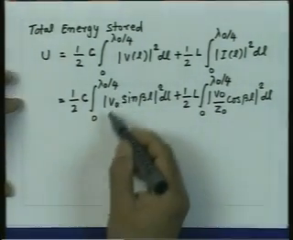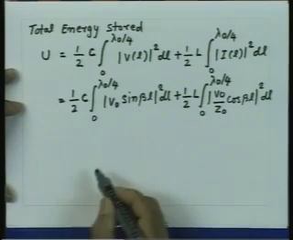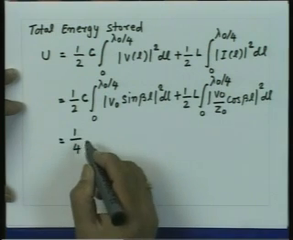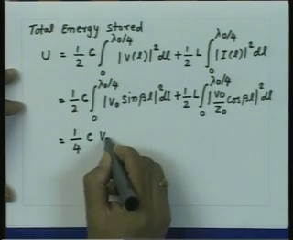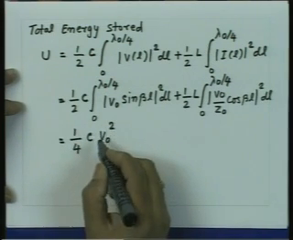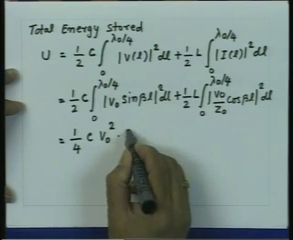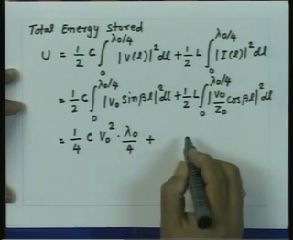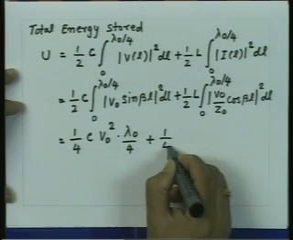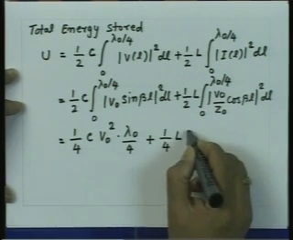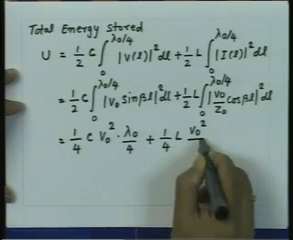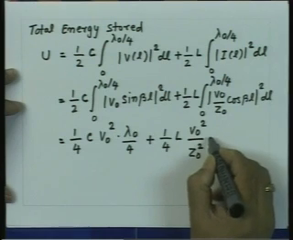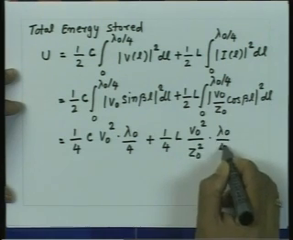These integrals are very straightforward. You can calculate the value of this integral, and that will be equal to 1 upon 4 C V naught square into lambda 0 by 4, plus 1 upon 4 L V naught square upon Z naught square into lambda 0 by 4.